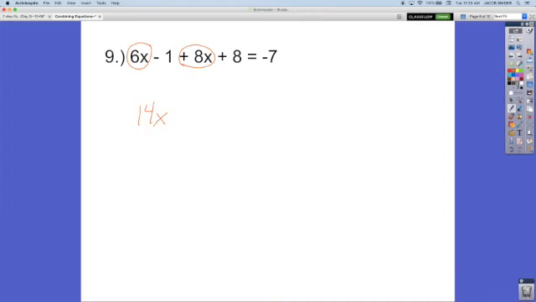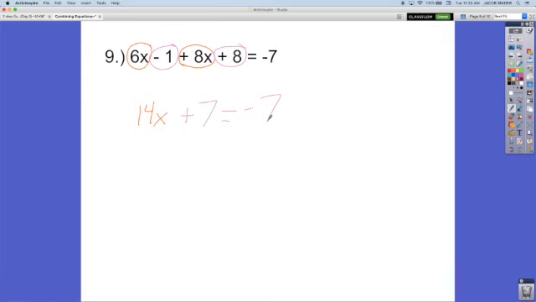Now, what else looks alike, guys? My numbers look alike, right? Now, be careful. I got negative 1 plus 8. So I want to put the letters that look alike together, and then I want to put my plain numbers that look alike together. So negative 1 plus 8 is the same as saying 8 minus 1. So I got subtraction, which is plus 7.